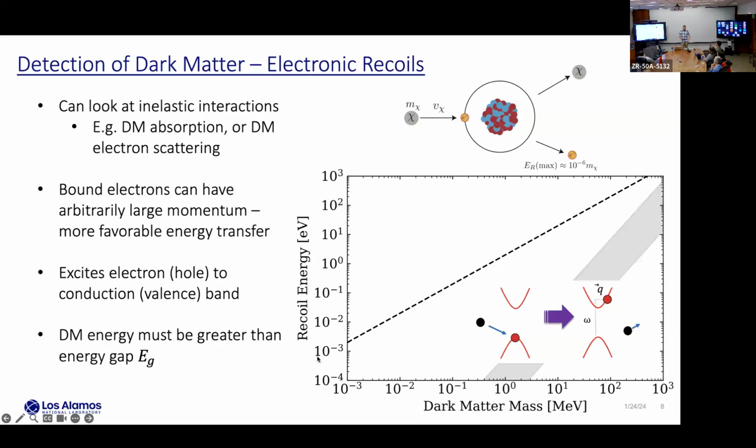So you could think of this as almost identical to making a photon detector. If you have bound electrons on an atom, you're exciting them up to the next energy level. Or if you have a solid state system, you have some periodic band structure and you're exciting an electron up to the conduction band, and then you can drift that across and measure it. The reason that this is more favorable for dark matter is that these are all bound systems, and so the electrons can have potentially an arbitrarily large momentum, meaning you can get a much more favorable energy transfer when you have that two-body collision.